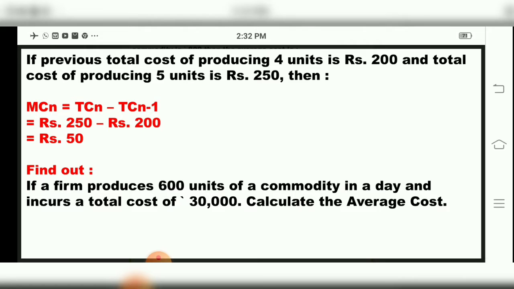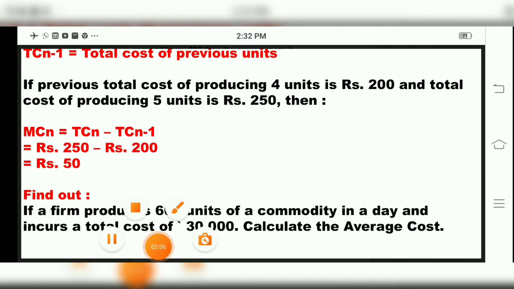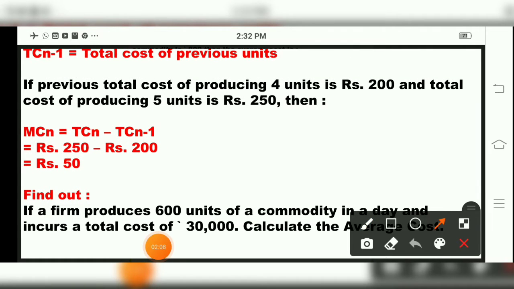So one example they have given. See what they have told over here. If previous total cost of producing 4 units is rupees 200 and the total cost of producing 5 units is rupees 250, then what will be your marginal cost? So what we will do here? MCn formula we will write over here, children, that is MCn is equal to TCn minus TCn minus 1.